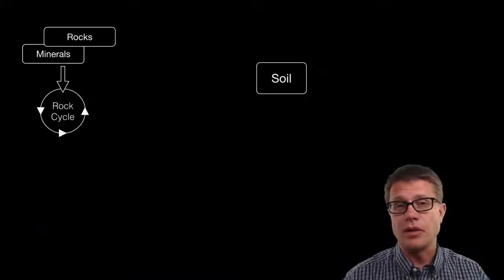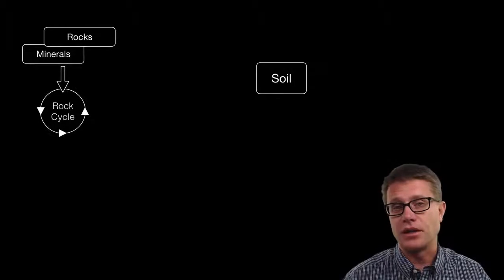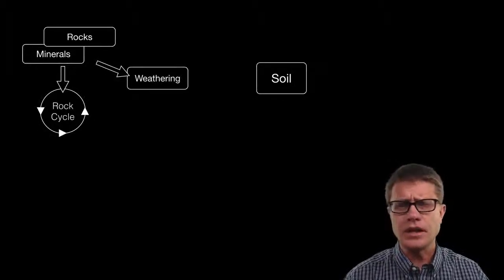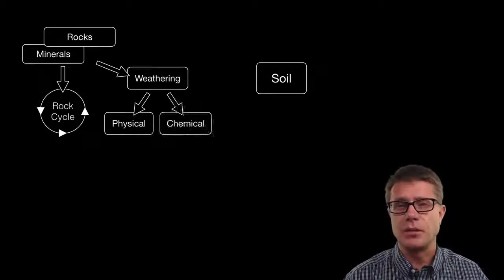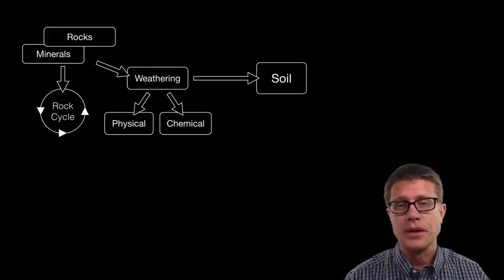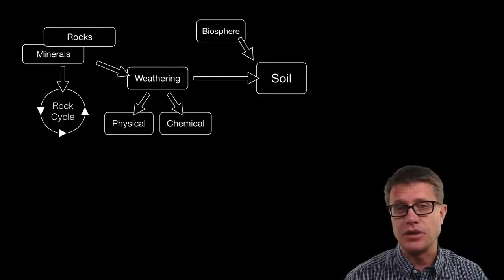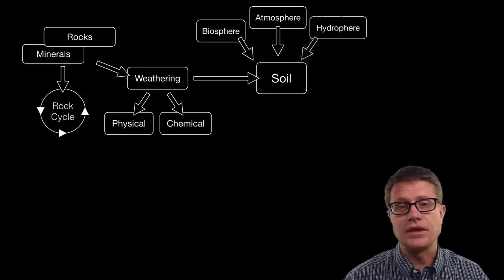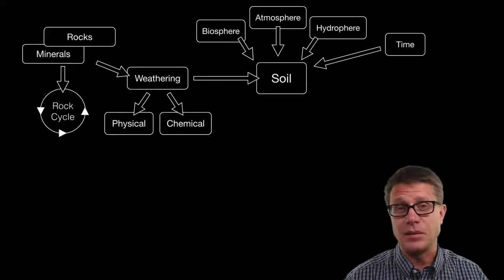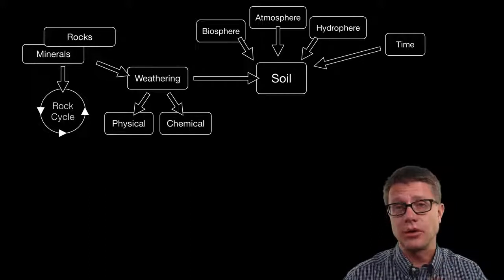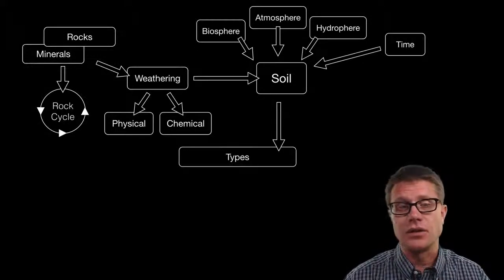And so rocks, remember, are made of minerals, which are recycled on our planet using the rock cycle. They can undergo weathering, both physical and chemical, and that produces the particles in the soil. It makes up about half of the soil. We also have the biosphere contributing, life. We have the atmosphere and the hydrosphere, and also a lot of time. And so all of these contribute to soil. We're going to have lots of different types of soil on our planet.